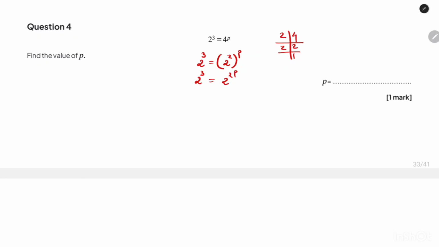On both sides the bases are same and there is only a single term on each side, so you can remove that base and directly equate the powers. 3 is equal to 2p, so p becomes 3 by 2. So your answer is 3 by 2 here.